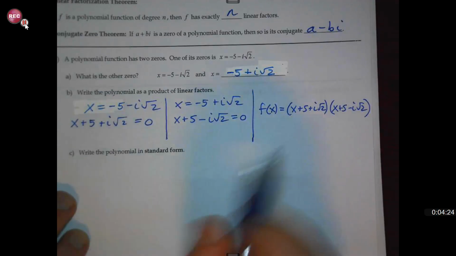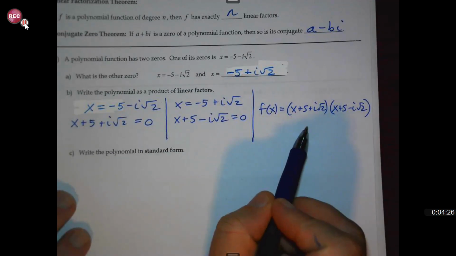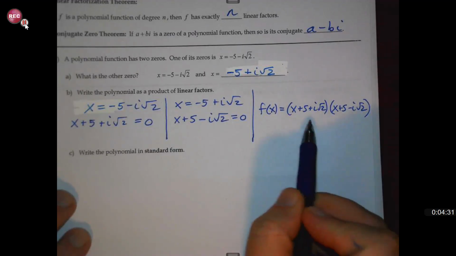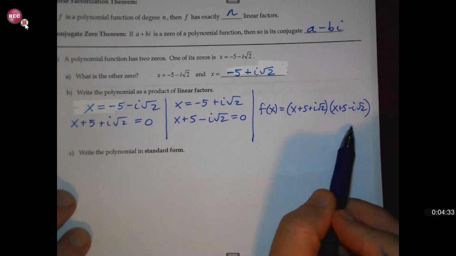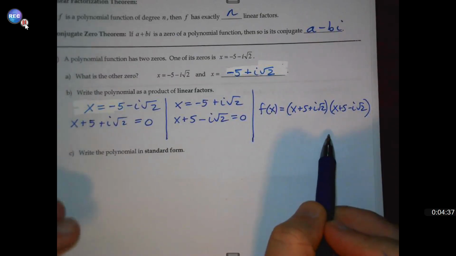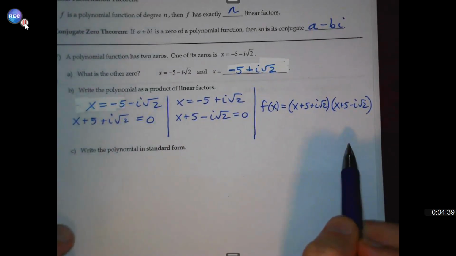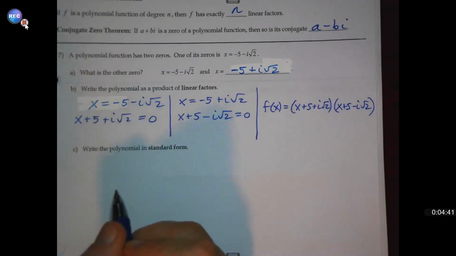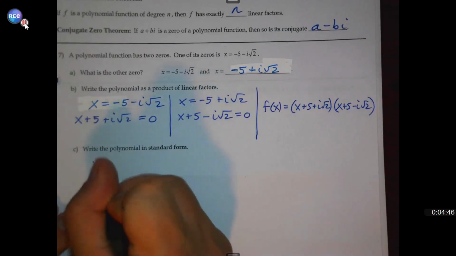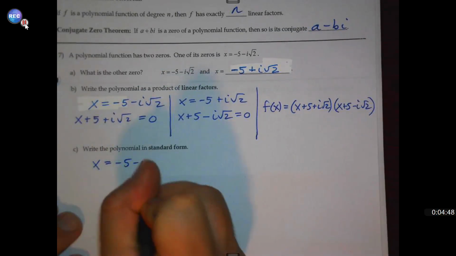Now we're going to write this as a polynomial in standard form. What that means is we'd have to multiply these two things together. Since there are 3 terms here and 3 terms here, that would require 9 multiplications, a lot of distributing and combining like terms. You could certainly do it that way, but I want to show you a somewhat more efficient way to do it. So let's go back to our zeros. We started with these 2 zeros, right?